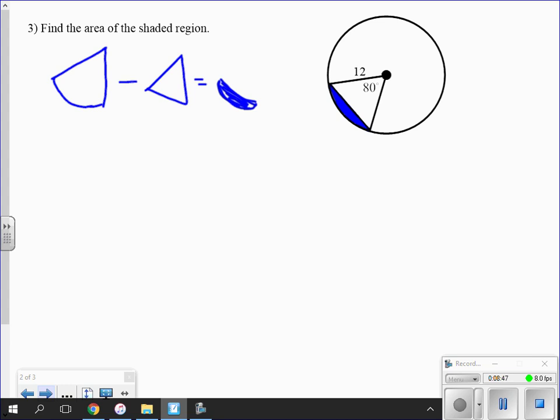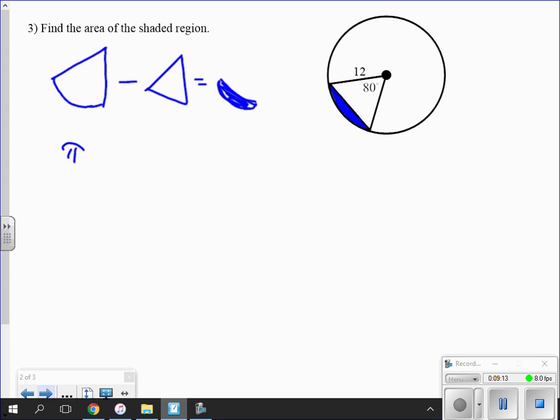Okay, guys. So, first part, finding that wedge is something that you haven't done in a while, and you may not remember the formula, but it's not that big a deal. What's the area of a circle? What's the formula for the area of a circle? Pi r squared. And the radius in this case is 12.